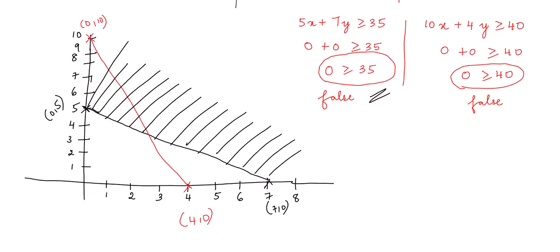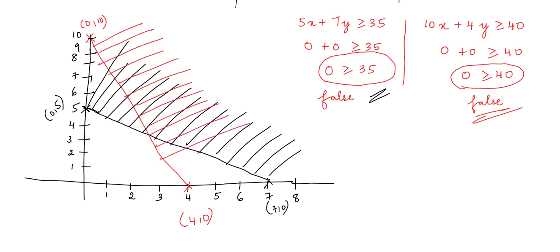Okay, coming to the second equation, it is also false. So here also the region should be away from the origin. So that is this one. The region should be away from the origin. Then find out which is the common region.